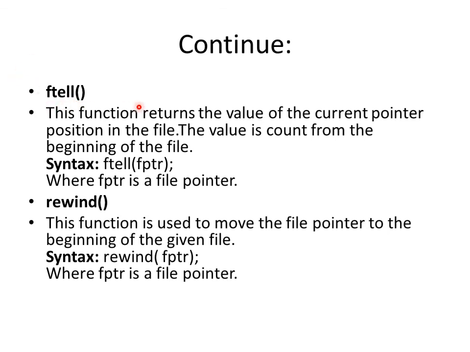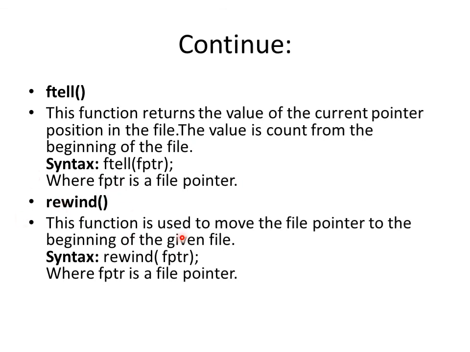Now, the ftell function. This function returns the value of the current position in the file. The value is counted from the beginning of the file. The syntax is ftell(fptr), where fptr is a file pointer. That means it tells where it is pointing.